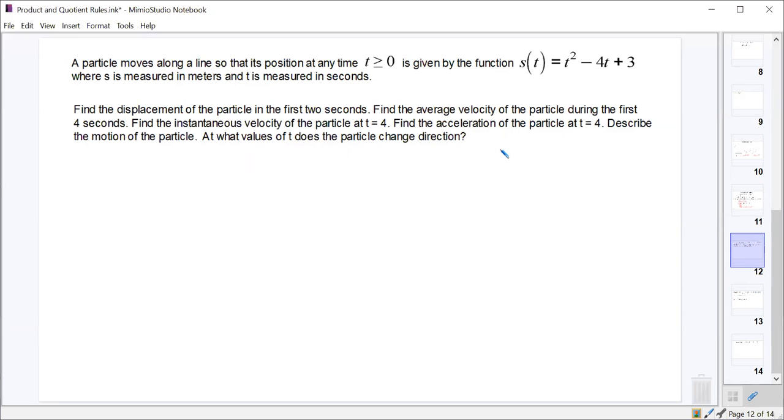Jerk, snap, crackle, pop, lock, drop, shot, put. Let's take a look at this motion problem. I am serious. Those are actually what those are called.